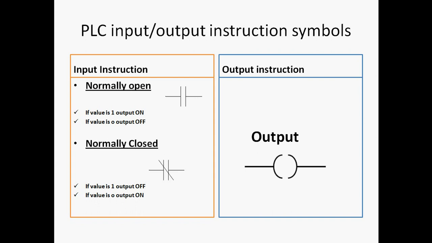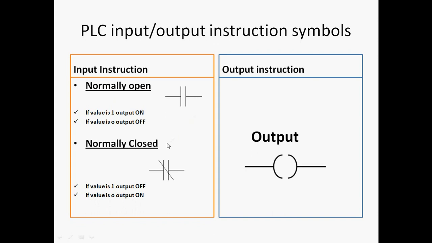This is the normally open switch symbol. Here, if the value is 1, the output should be on. If the value is 0, the output should be off. That means whenever this switch, or any push button, or any sensor is on, the output should be on. But if the value is off, the output should be off. So this is called a normally open switch.